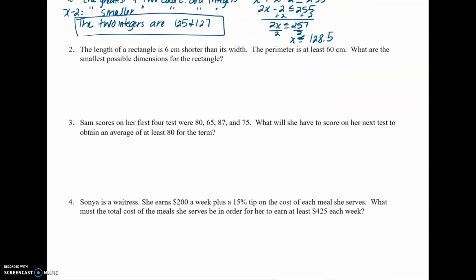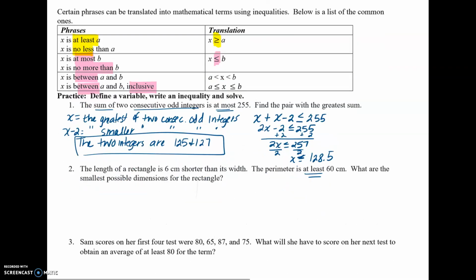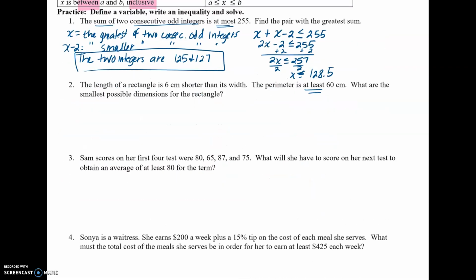The length of a rectangle is 6 centimeters shorter than its width. The perimeter is at least 60 centimeters, and "at least" is up here. That's going to be greater than or equal to. What are the smallest possible dimensions for the rectangle?